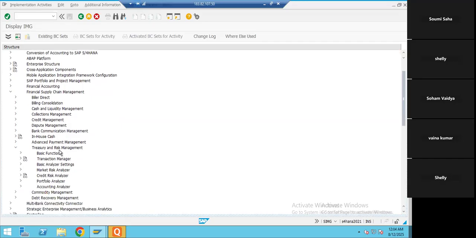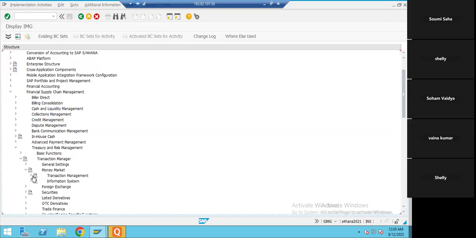Under treasury and risk management, we will be doing all the configuration, setup, and testing for any of the product types. If I go here under the transaction manager, you can see there are multiple product types available, which you can configure under each node: money market, foreign exchange, security, derivative, trade finance, etc. All these are the product groups under which the different types of instruments will be set up. For example, money market instruments are nothing but your debt and investments.